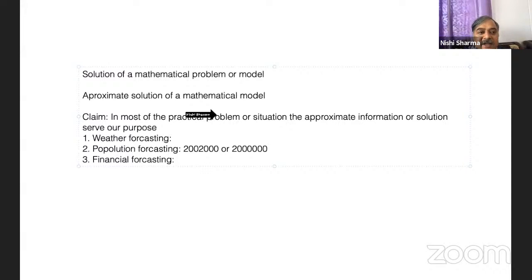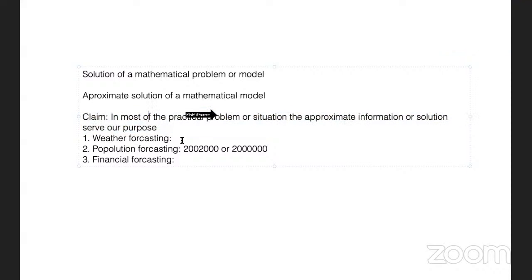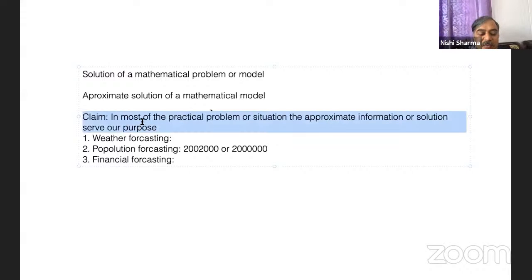So I mean to say that in most practical situations, we are happy with approximate information. We don't even require the exact information. So this thing is clear. Any doubt? Do you agree with my claim? Yes, sir. So that's why we go for approximate methods to find the solution of a mathematical problem. This thing is clear. And now how do we develop the approximate methods?